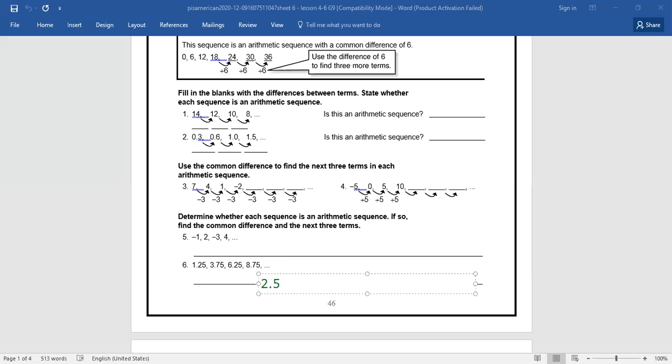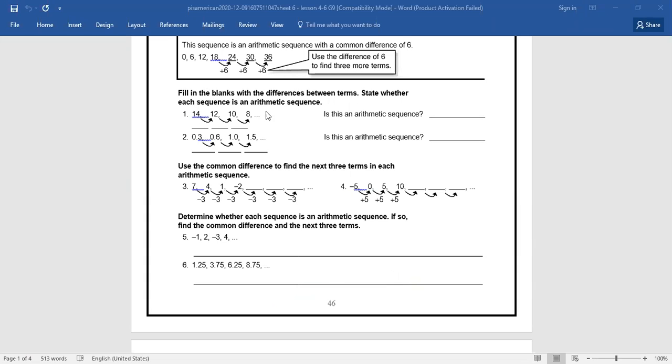Do you agree with Hannah? Any objection? It's an arithmetic sequence, because if you subtract 3.75 minus 1.25, you find 2.5, and then 6.25 minus 3.75, every time we have a common difference of 2.5. What about the next three terms? 11.25, and then 13.75, and then 16.25. Yes. So this one is arithmetic, and we already found the next three terms.